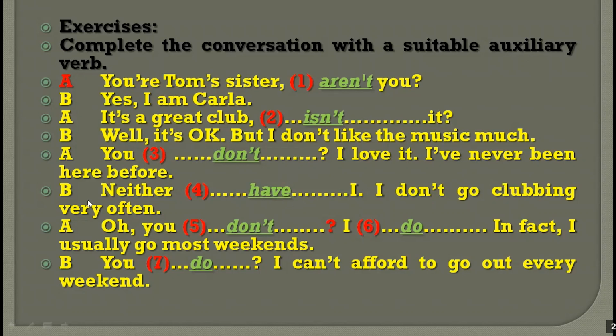And then I don't go clubbing very often. Oh, you don't? I'm showing surprise with that statement. I don't go clubbing. So to show surprise with a statement, use the same tense. I don't, you don't. I do. So I'm different. You don't go clubbing, but I go clubbing. So that's why we use verb to do.